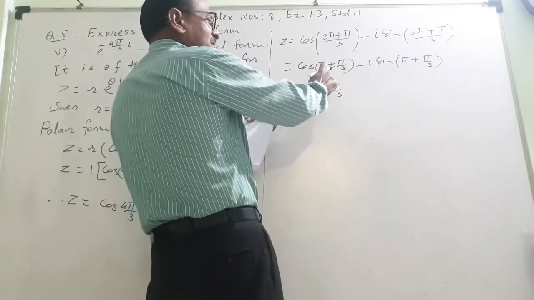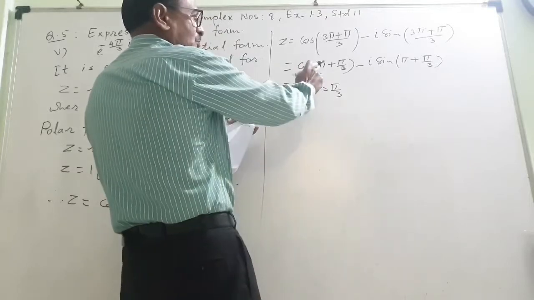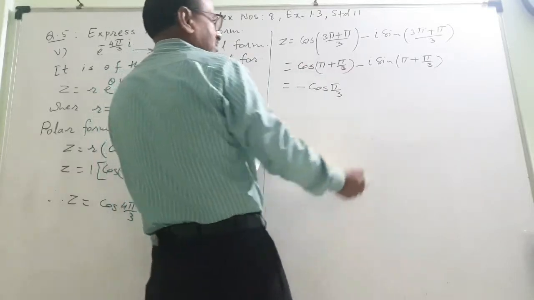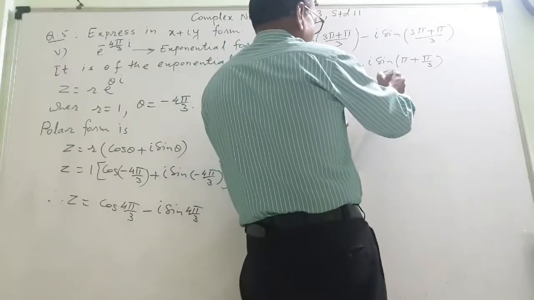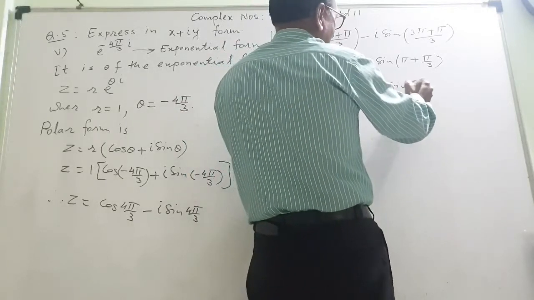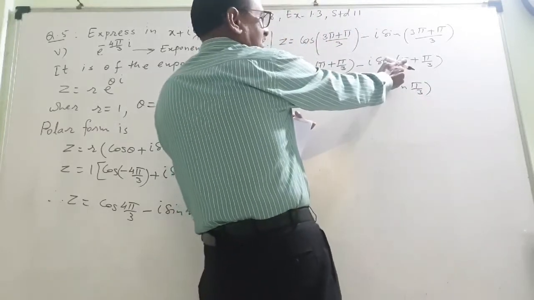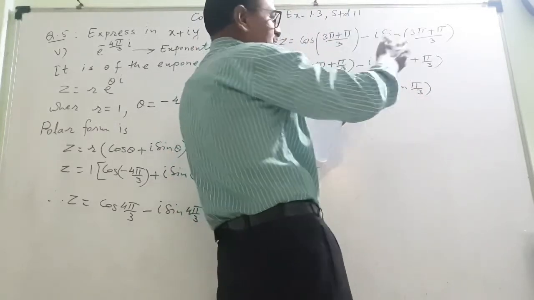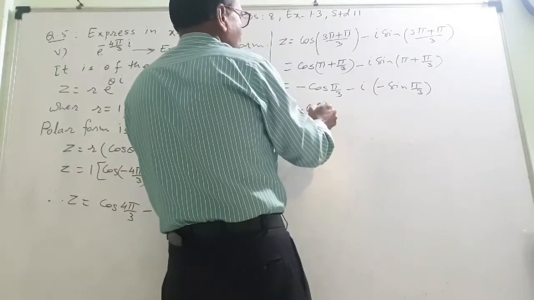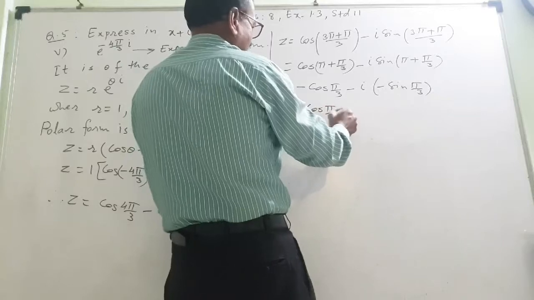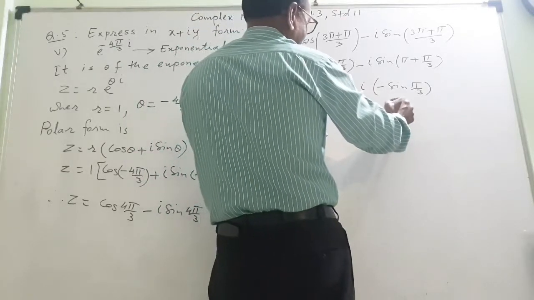But what is the quadrant? This is the third quadrant. In the third quadrant it will be negative, 180 plus something, third quadrant, minus i. Now this also is minus sine of pi by 3. Check it. This is also in the third quadrant. Third quadrant, tan is positive. We are searching sine. So this is equal to minus cos of pi by 3, and minus minus plus i sine of pi by 3.